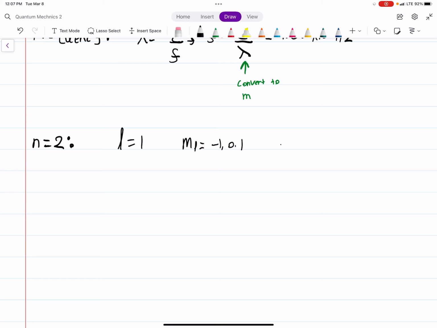And then J, remember J is your L plus your M sub S. And we know M sub S is plus or minus 1/2. So it could be L plus 1/2 or L minus 1/2, which means J can be 1/2, J can be 3/2. So 2 possibilities for J.